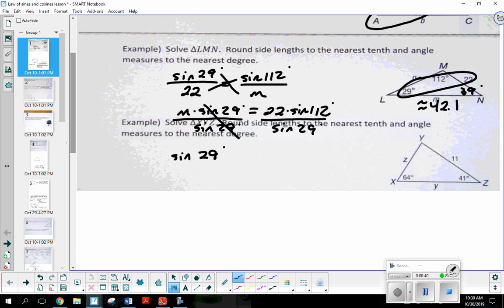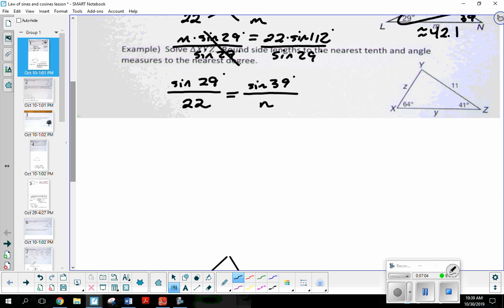Sine of 29 degrees over the side opposite 22 equals. Well, what angle measure do I need in order to find side N? Okay, what's that, Connor? 39. So I'm going to say sine of 39 degrees over sine N. And again, now it's just a matter of cross multiplying and dividing. I'm not going to show the middle step here. What I typically like to do once I get my proportion is write out the expression for the variable I'm looking for. So it should be, in this case, 22 times the sine of 39 degrees over the sine of 29 degrees.